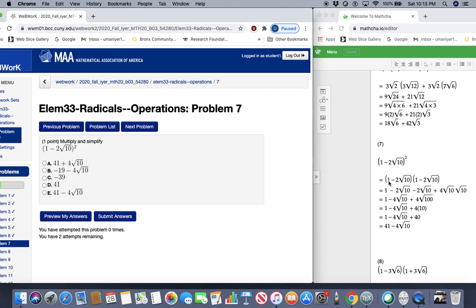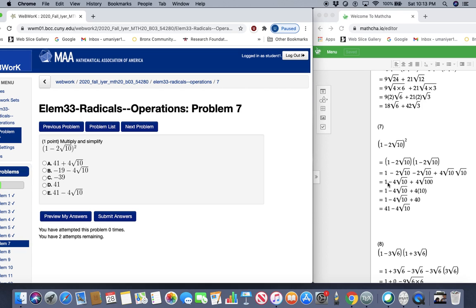Now distribute, multiply. 1 times 1 is 1. 1 times negative 2 root 10 is negative 2 root 10. So we have distributed the 1. Now distribute the radical expression. Negative 2 radical 10 times 1 is negative 2 radical 10. Negative 2 radical 10 times negative 2 radical 10. A negative and a negative makes it positive. 2 times 2 is 4. Radical 10, radical 10. This gives me 1.